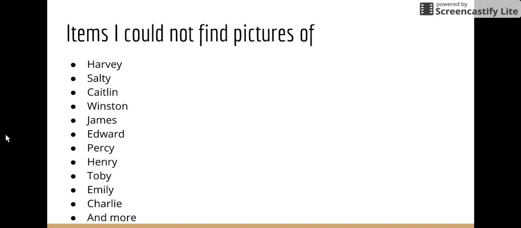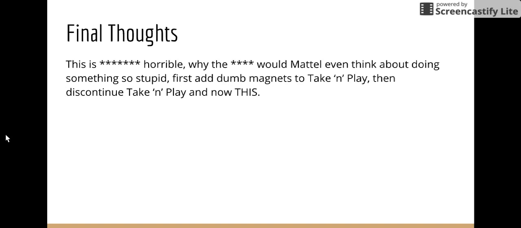Honestly, final thoughts. This is beeping horrible. Why the beep would Mattel even think about doing something so stupid? Okay, so this is just to sum up. Ever since Mattel bought the brand, first off, they bought the motorized engines in 2007.